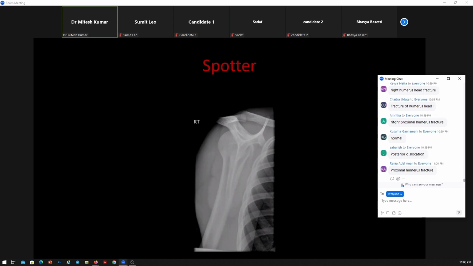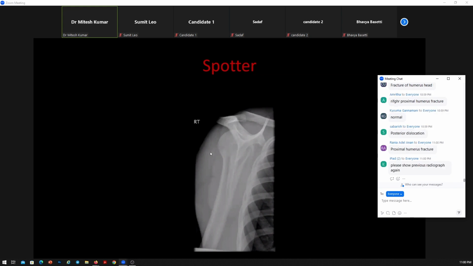Now someone has written posterior dislocation. No, it's not posterior dislocation. Clearly we can see the humeral head is sitting more or less in and around the Y. Please show the previous radiograph. Okay, I'll show you, one minute.